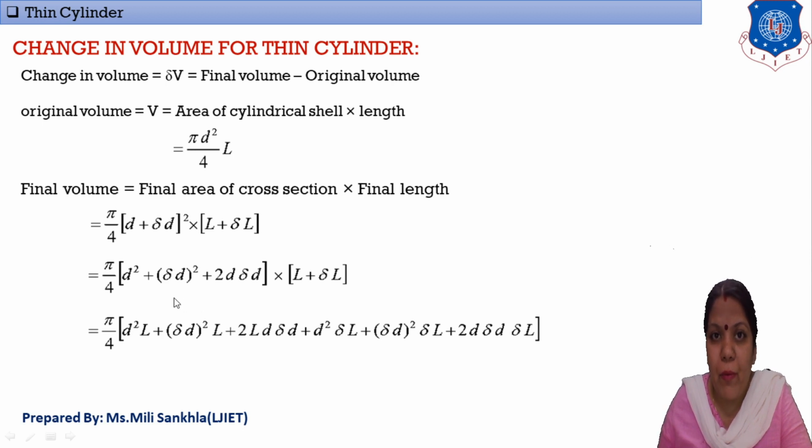Now I multiply this first term with delta L. Pi by 4 is common: d square into delta L, second del d square into delta L, and the third term 2d del d into delta L. Clear? My multiplication of the final area with the final length is complete.